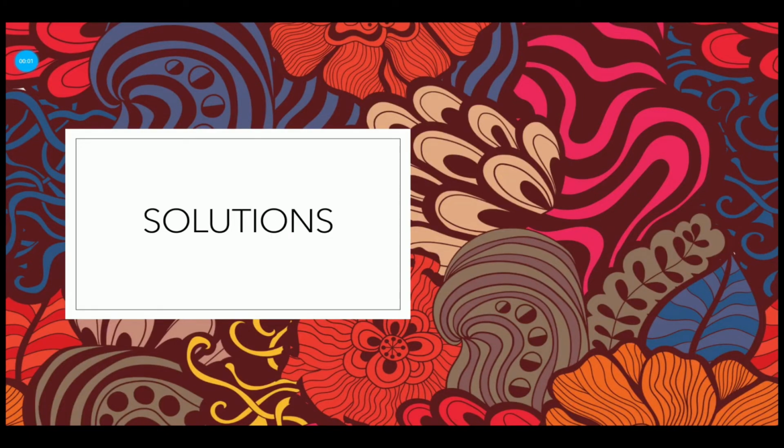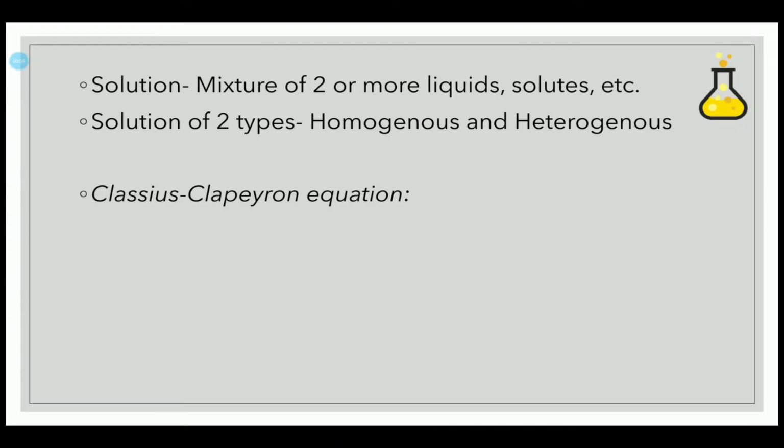So without any further ado, let us begin with the chapter. Episode 1, Solutions. So let us begin with this wonderful chapter. So what exactly is a solution? It is the mixture of two or more liquids, solutes, etc. Solutions are of mainly two types: the homogeneous solutions and the heterogeneous solutions.